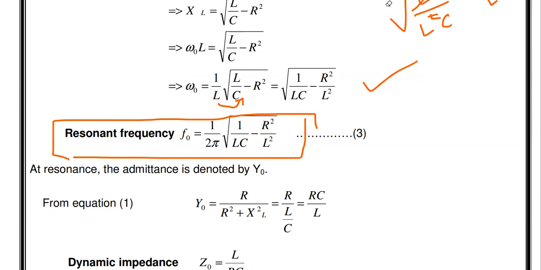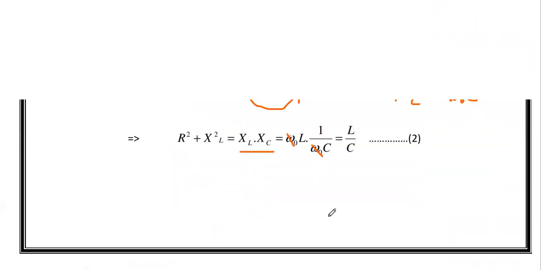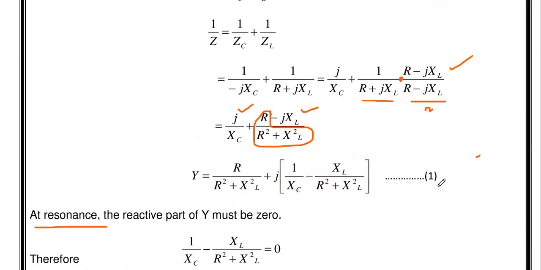So the resonant frequency we derived. Next, we have to derive the admittance at the resonance condition. If you want to find the admittance at resonance, we have to substitute this resonant frequency in our total admittance equation. Which one is the total admittance equation? This is equation number 1, the total admittance. So at resonance, you know, this reactive part becomes 0.